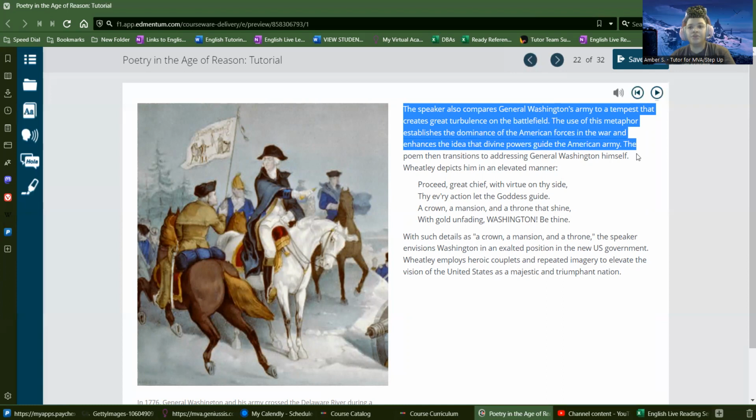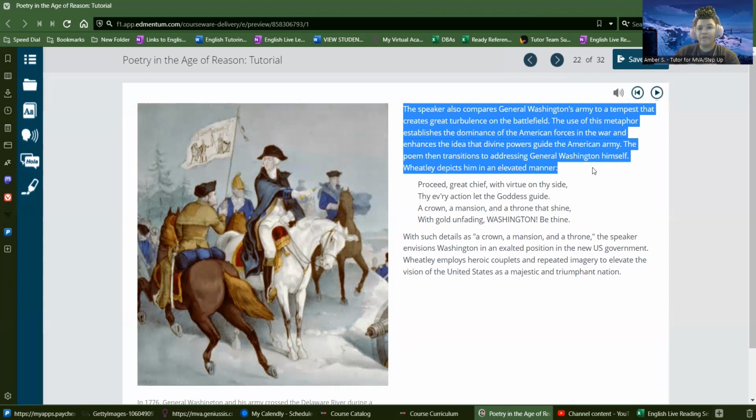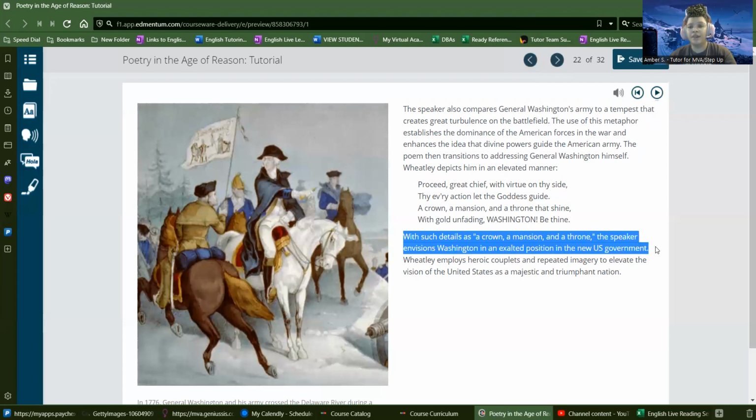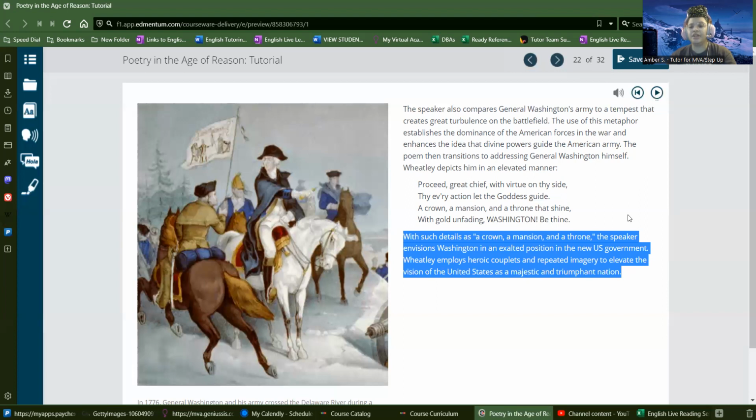Then the poem transitions to addressing General Washington himself, and Wheatley depicts him in an elevated manner. So, what they mean by an elevated manner is that she talks about him as if he's divine himself. He has like very important, larger than life importance. And then with details like a crown, a mansion, and a throne, the speaker envisions Washington in an exalted position within the new U.S. government. She employs heroic couplets and repeated imagery to elevate the vision of the United States as a majestic and triumphant nation.